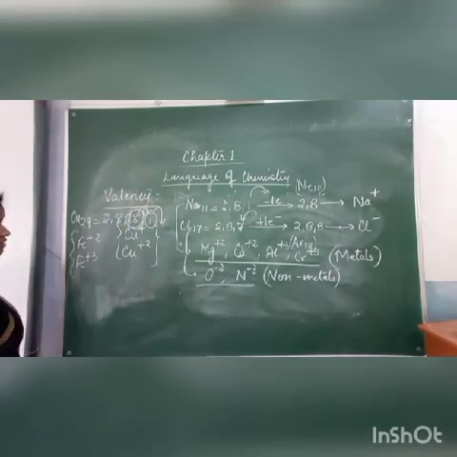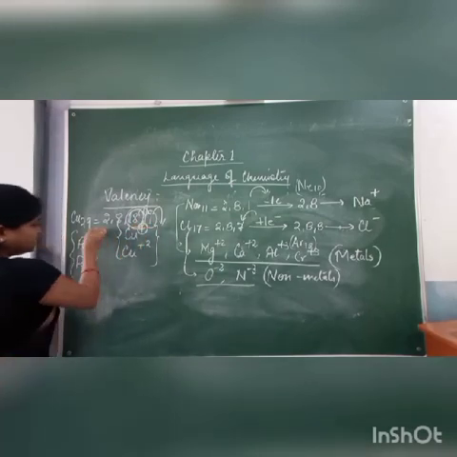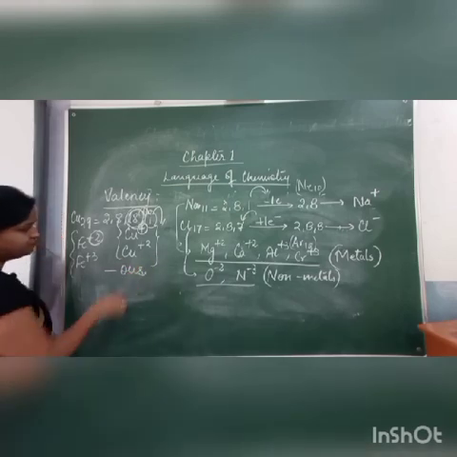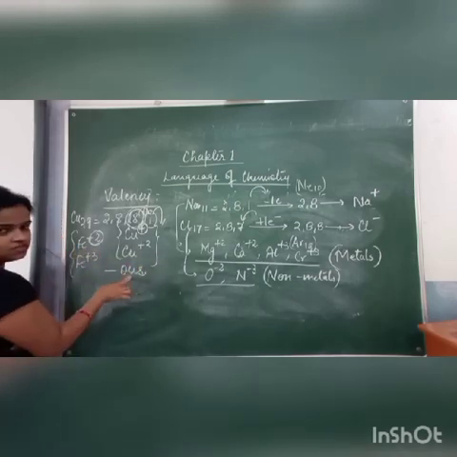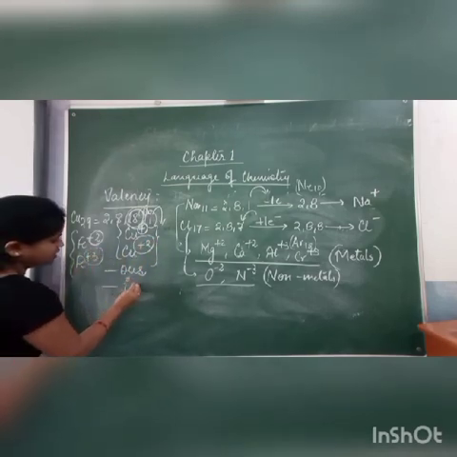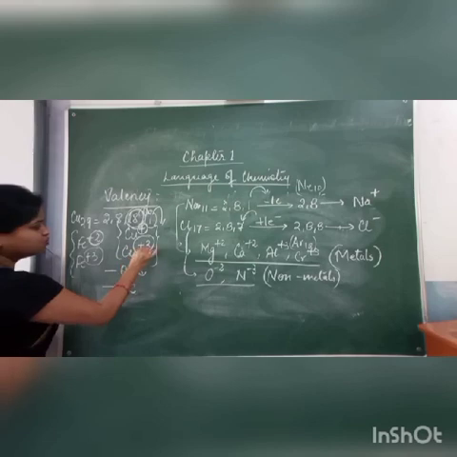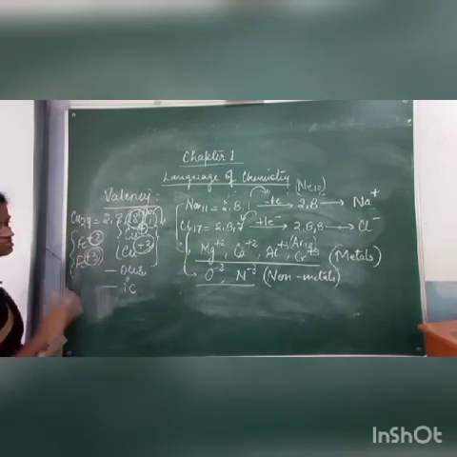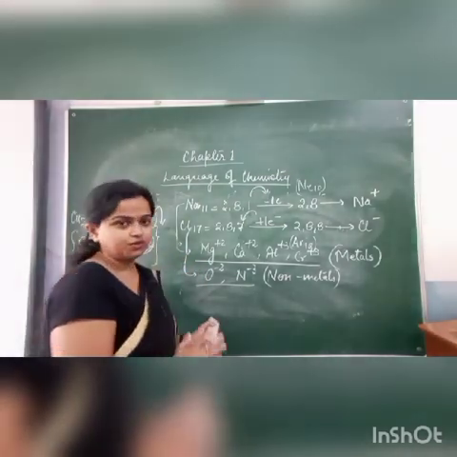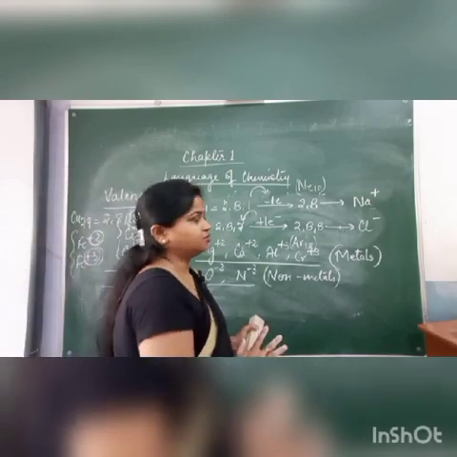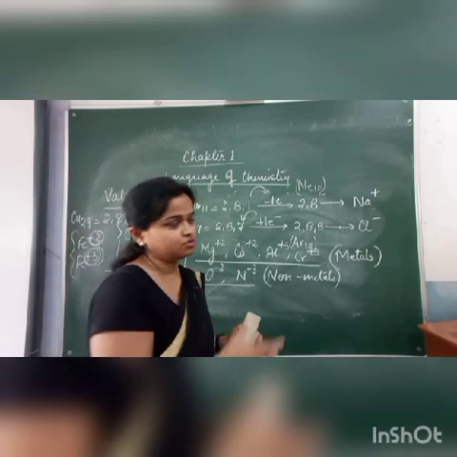Now how will you name it? The one with the lower valency gets the suffix OUS, meaning cuprous, ferrous. If the valency, the charge, is more, the suffix will be IC. Here cupric, here ferric. Okay. So these are the conditions of valency as well as variable valency. I hope this is clear to you. Once you go through the book, it will be more clear. And you have to go through the examples also.